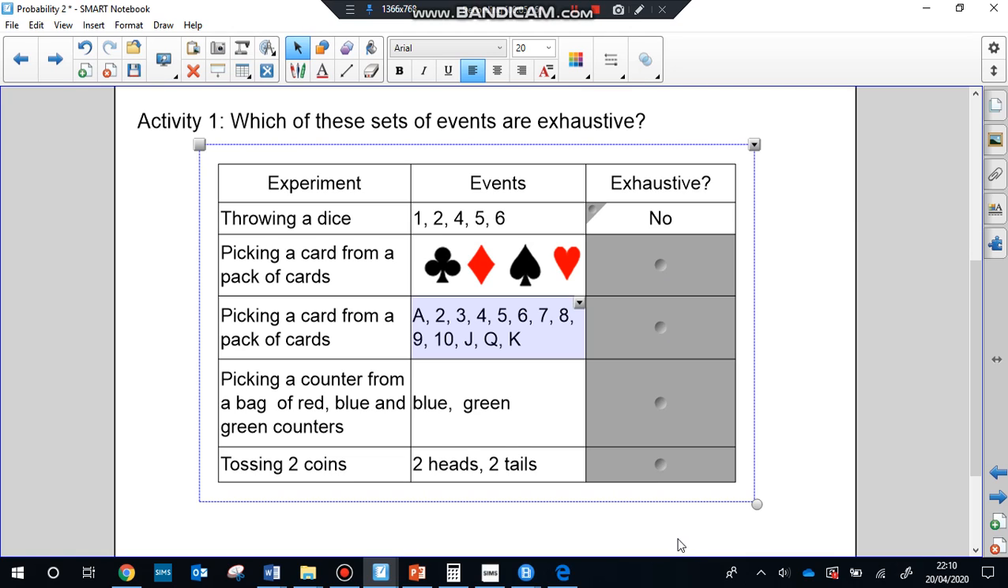Okay, so hopefully you've got your answers filled in. So let's have a look. If I was picking a card from a pack of cards and I'm looking at the suits, is this an exhaustive set of events here? Well, it is. These are the only 4 suits that you can get. You can't get any other suits. So yes, this is exhaustive event.